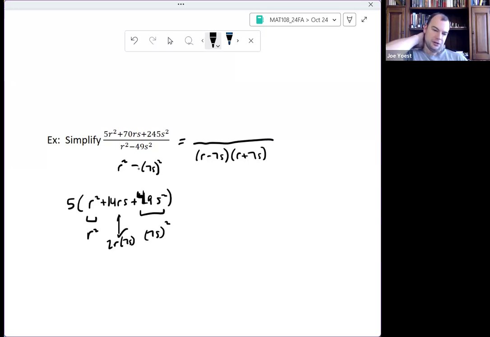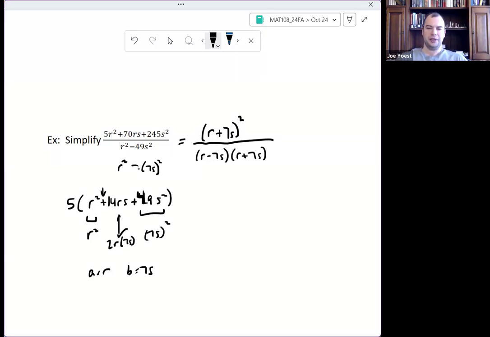And I do note that that cross term does match with the perfect square pattern. My a would be r for a squared, and I want b squared as the other squared term, so b would be 7s, and then 2ab would be 2 times r times 7s. So I have a equals r, b equals 7s. So I think I have r plus, because I have a plus there, 7s squared.